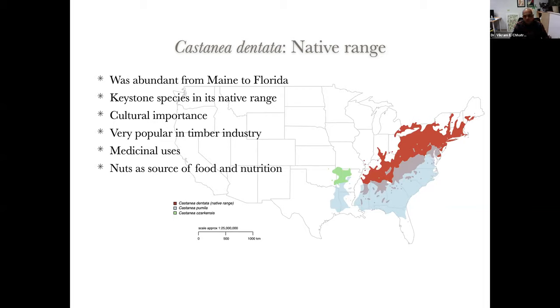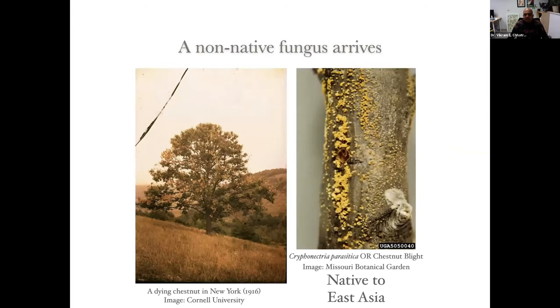That's a huge number. And then sometime in the 1890s or around that time, a non-native fungus that is common in East Asia, called Cryphonectria parasitica, or chestnut blight, came in some shipping containers to the US, and it infected the first tree towards the end of the 19th century. The first report of a known infection was at the New York Botanical Garden in 1904. That was the first report. And then by 1910, the disease had spread and it was causing a lot of panic because trees were dying left and right.